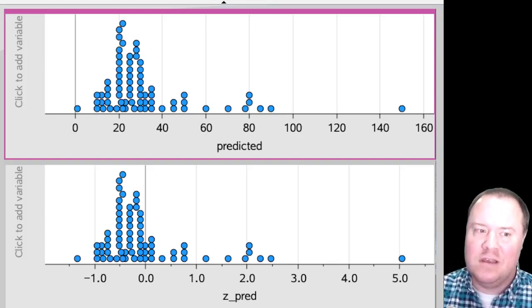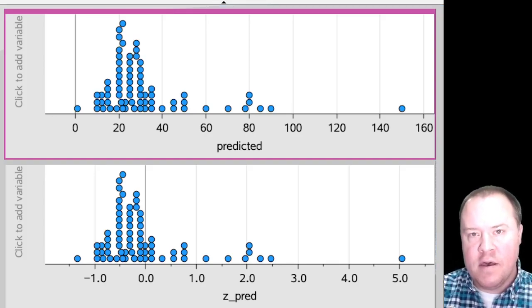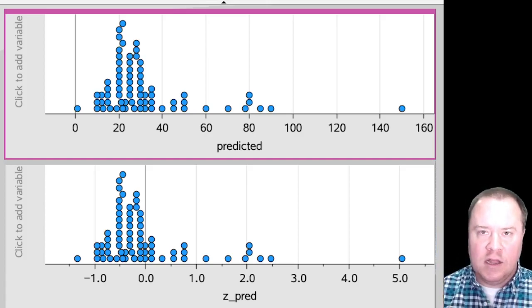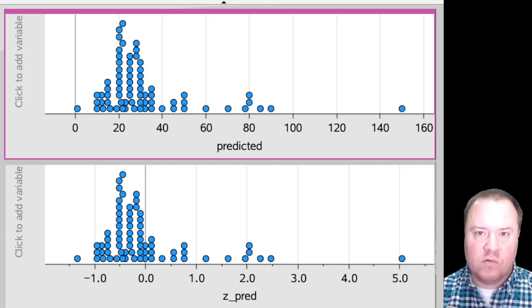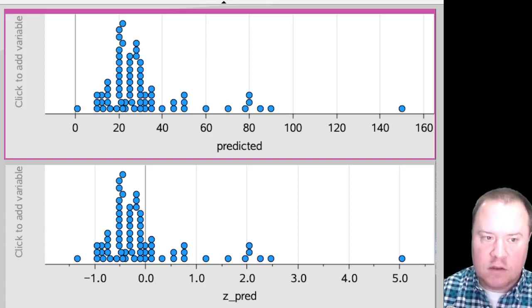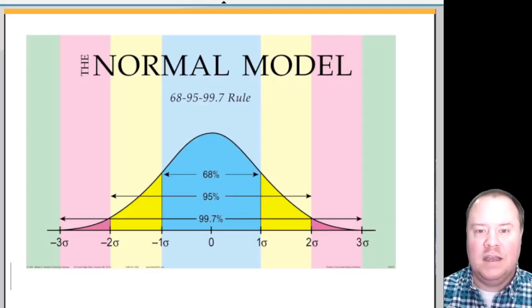It also is helpful in thinking about the normal model. And the reason we care about the normal model is that a lot of things in statistics are built around that concept. And there's a lot of things in the real world that naturally approximate a normal model. And a normal model looks like this.